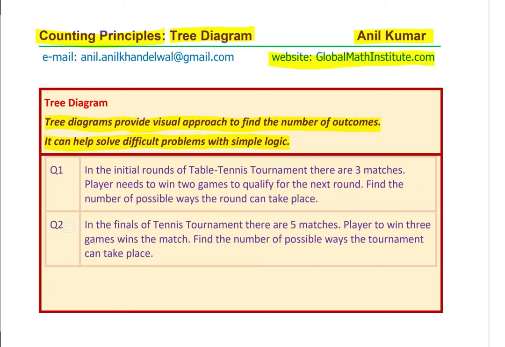Question number 2 is related to this. In the finals of a tennis tournament, there are 5 matches. A player who wins 3 games wins the match. Find the number of possible ways the tournament can take place. The idea is to understand the situation, draw a tree diagram, and find all possible outcomes. So I hope the question is absolutely clear.